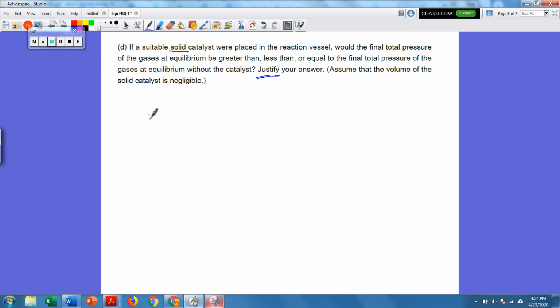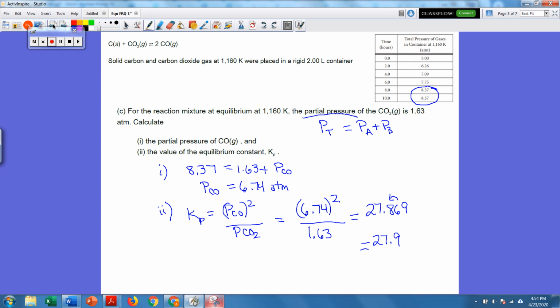And when they're asking whether the pressure would be greater than, less than, or equal to, remember, let me go back to our equation here.